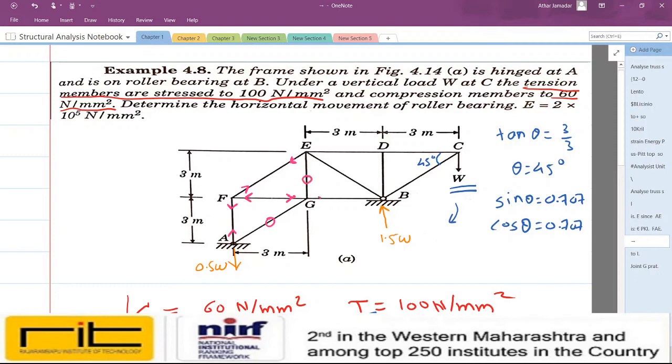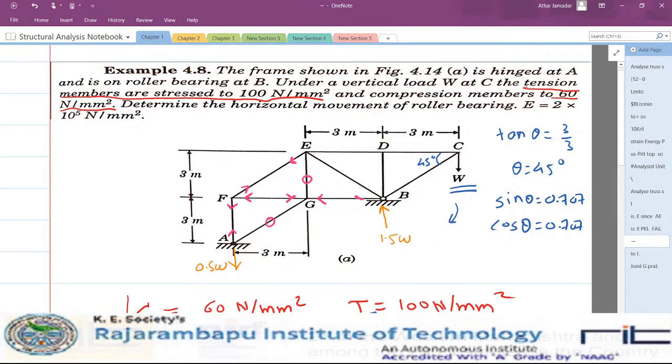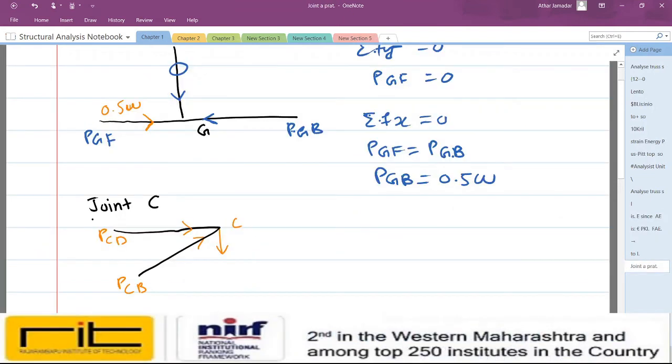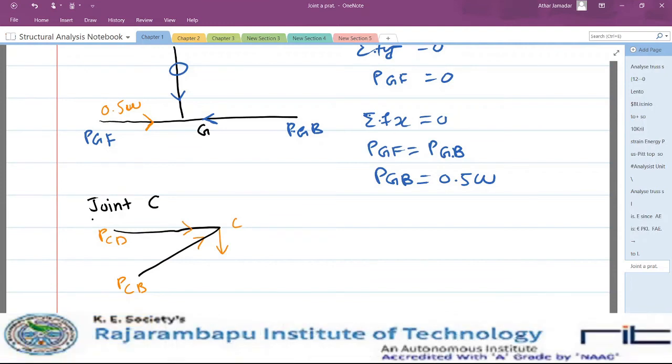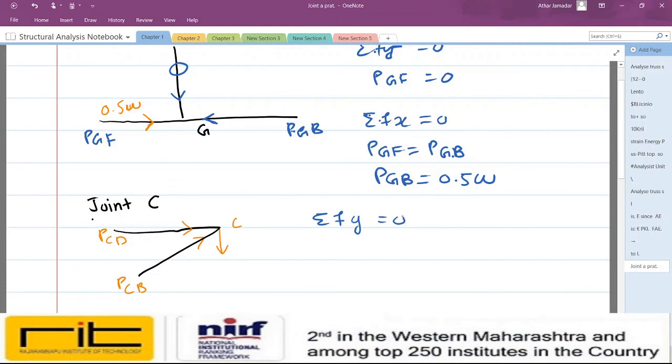PGE is a zero force member. Now if we take summation Fy equal to 0, you will get PCB, and after summation Fx equal to 0, you will get PCD.